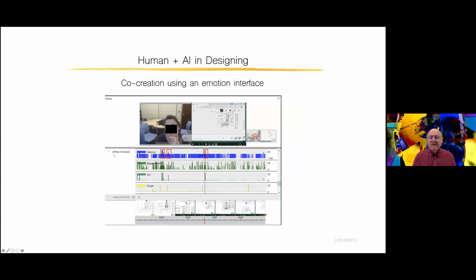Or here's another example where we're using sensing as the interface. We're sensing the emotion of the designer in a co-creative system to control the AI's path. So you don't say, oh, I like this, I don't like this. You don't say anything. It looks at you, and based on the valence of your emotion, that determines what it does next.